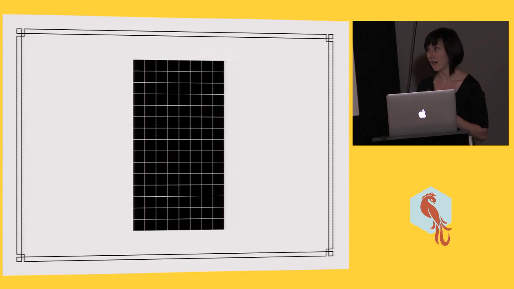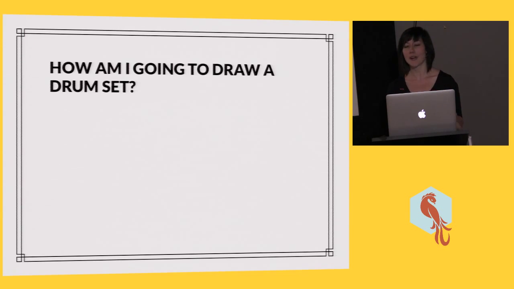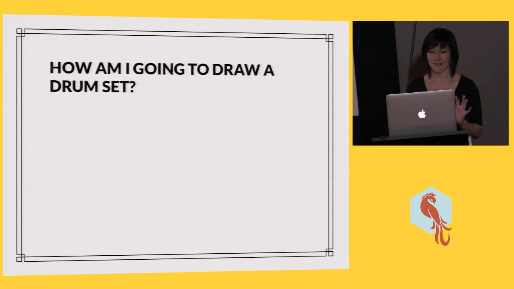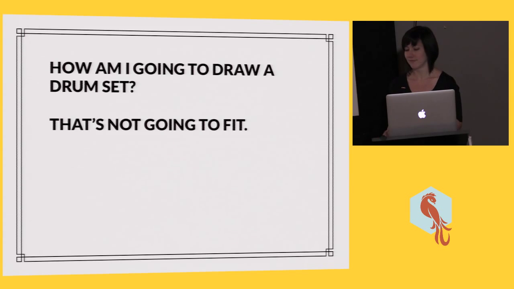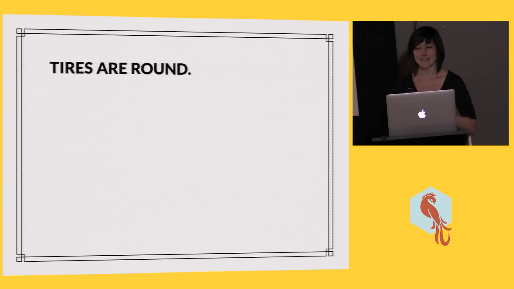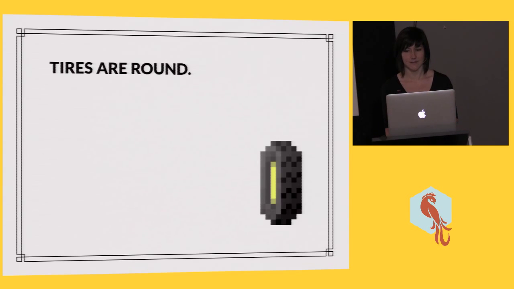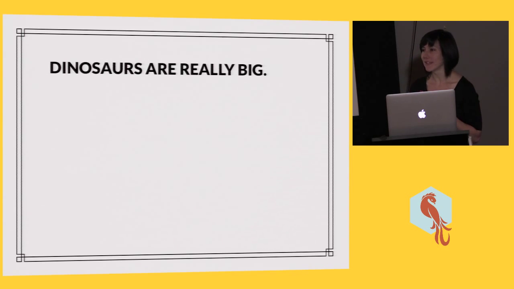When I first started out, nearly every sprite I drew felt impossible at first. How am I going to draw a drum set? This is not the right form factor. It's not even going to fit. Tires are round. They are not rectangular. Dinosaurs are really, really big.